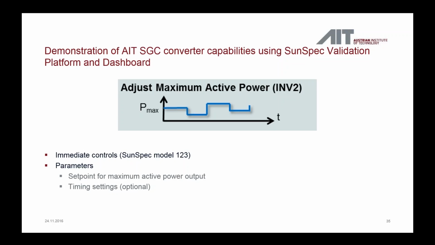So this set point is a % set point related to the maximum active power output of the system, or the rated power output, and also there are some optional timing settings, so that for example the adjustment of the power is not happening immediately, but you can implement, for example, ramp rates, delayed time settings, revert time settings, etc. So this is more complex, so I'm not going to show this here in this webinar because this would take too much time. So let's jump into the demonstration.